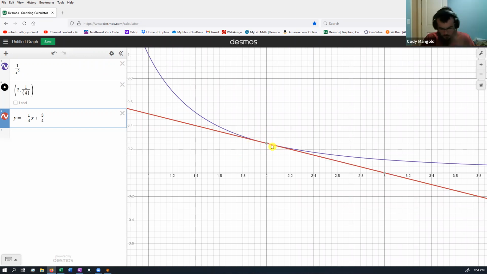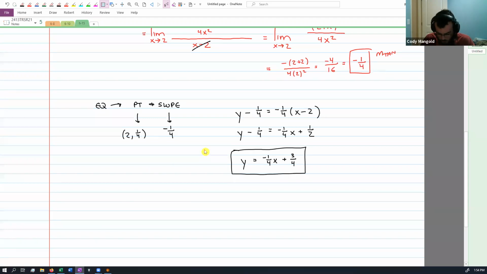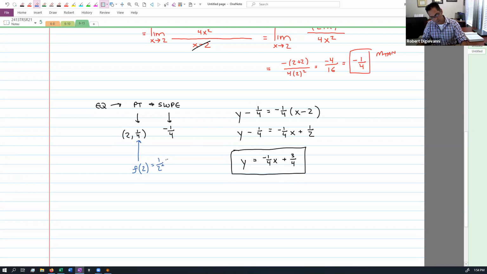Wait, I'm having like a brain slip all of a sudden. Where did we get the 1/4 from again? I know I answered earlier, but now I'm questioning where I got it. Oh, the 1/4 for the y coordinate here? Yeah, that's f evaluated at 2. Oh, right. I was looking at the old function. The original function evaluated at 2, 1/2 squared. Right, got it.